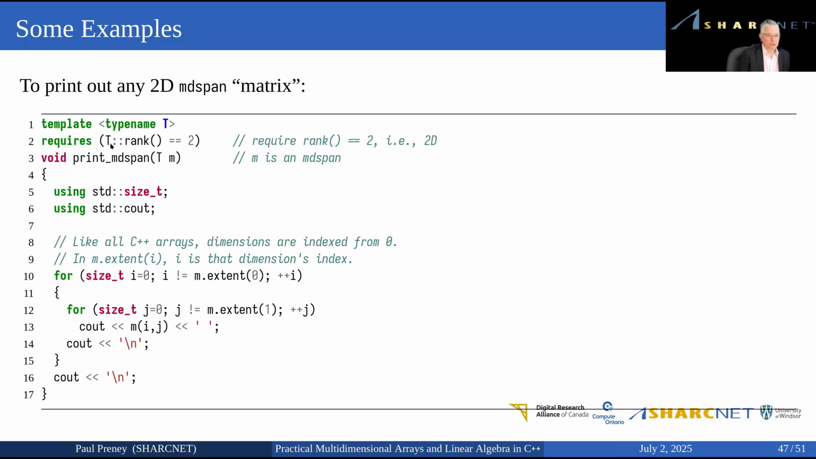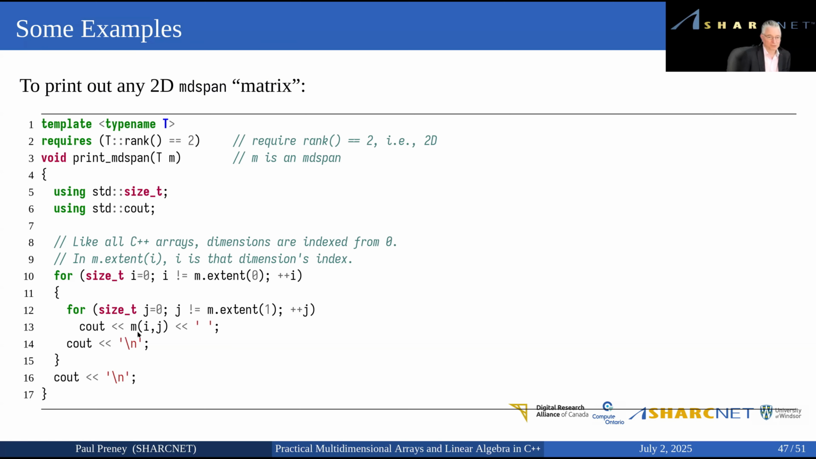I can say requires T::rank is 2. So that means the rank has to be 2. Okay. And you can put more requirements if you want, but that basically says this routine is going to work with two-dimensional stuff. Great. And T should be an mdspan, right? So now I can have my for loops for i and for j. And look at this, extent 0 and extent 1. And I know it's two-dimensional because I just required it up here. So this routine's only being used with two-dimensional mdspans.